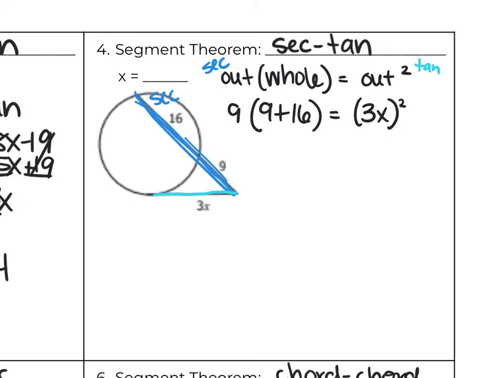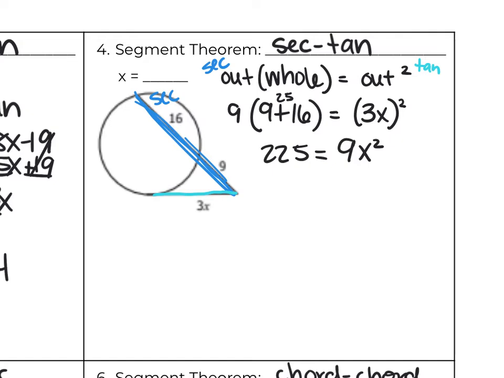Okay, so let's simplify. So 9 plus 16 should give us 25. And that's what's 9 times 25? Okay, now be careful here. You got to think back to algebra a little bit. This squared applies to both. So if I square 3, what do I get? And then the x is squared as well.